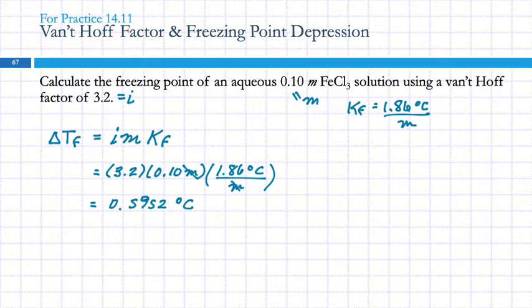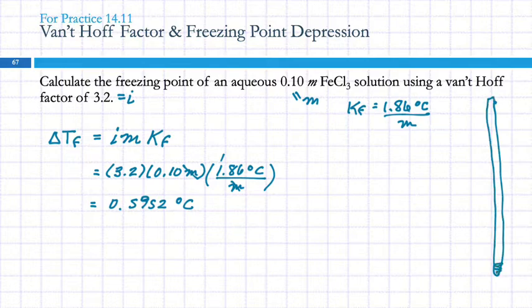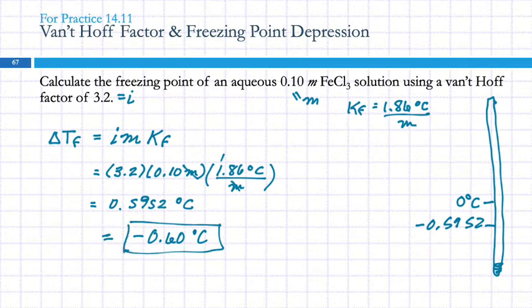And again, it's a lot easier to think about if you draw or even just imagine a thermometer, right? So here's the normal freezing point for water. This is the change. Freezing points go down, boiling points go up. They move away from each other. So this is going to go down, so it's going to be negative 0.5952. 2 sig figs, so negative 0.60 degrees Celsius. Any questions?